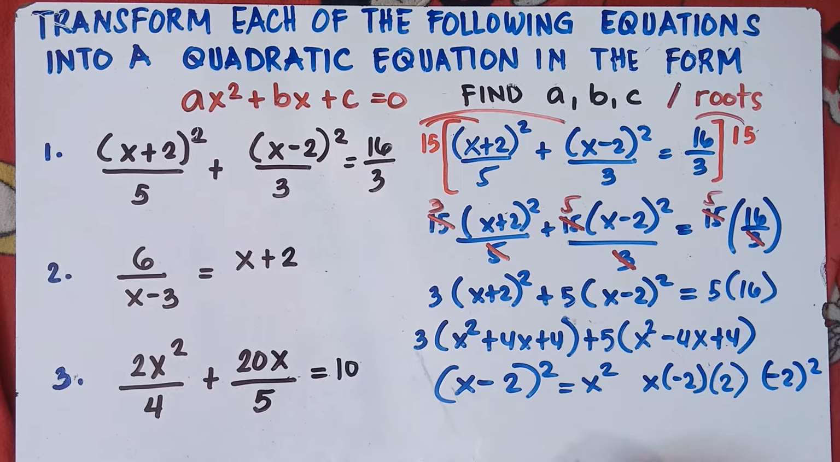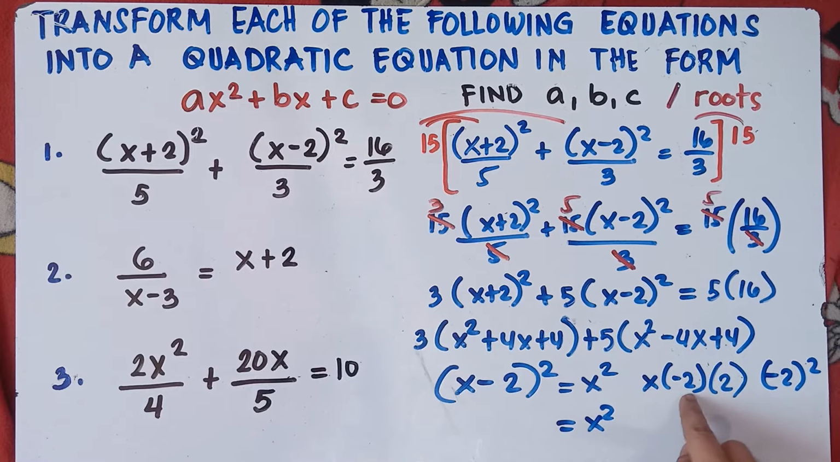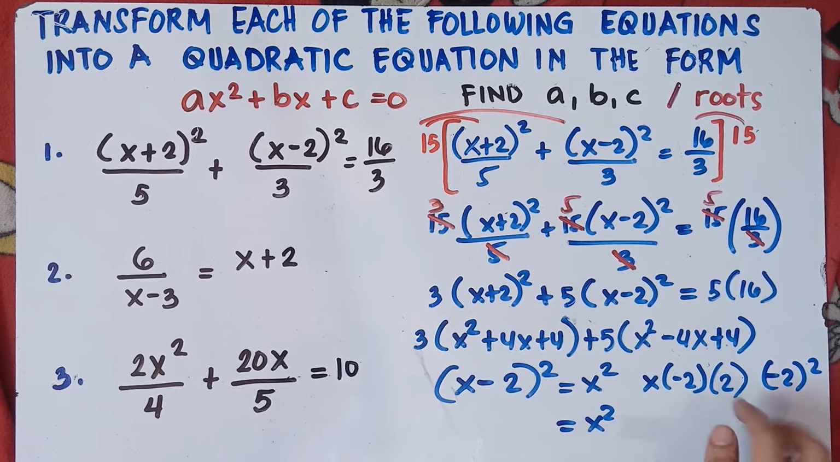So that's why we get x squared: copy, square the first term, x squared. Multiply this one, x times negative 2, that's negative 2x, times 2, that's negative 4x. Square the last term, negative 2 times negative 2. Once again, negative times negative is positive. You get the same answer, class. I hope you understand, class, the square of binomial.